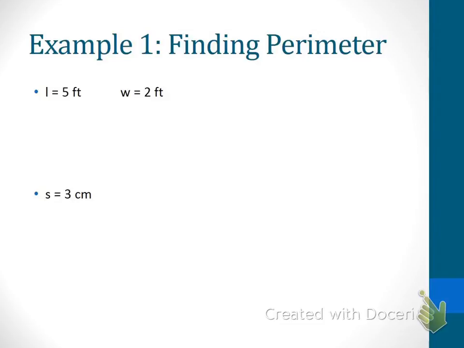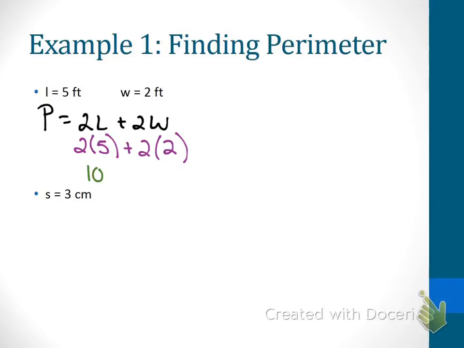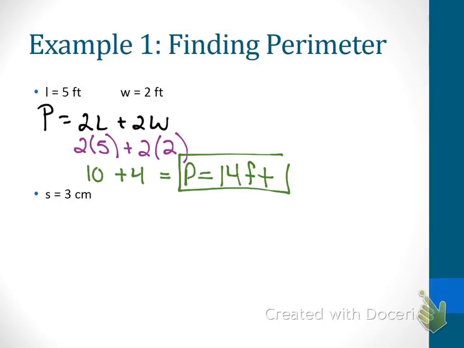So now that I know that it's a rectangle, what is the formula to find perimeter of a rectangle? P equals 2 times length plus 2 times the width. And now we plug in our values. We always start with our formula. We talked about this yesterday. We make our substitution, and we get 2 times 5 plus 2 times 2. And then we just add them together. P equals 14 feet. So original formula, substitution, and then boxed answer.